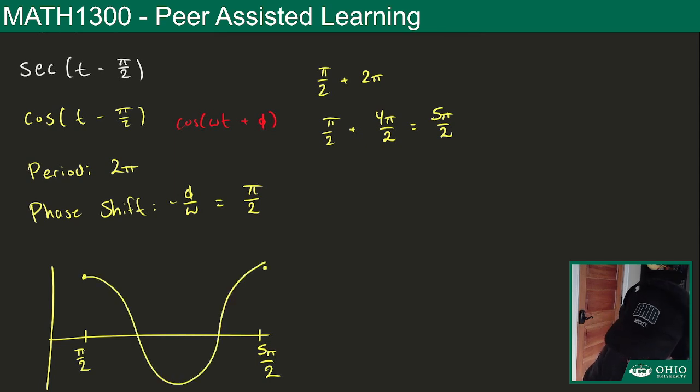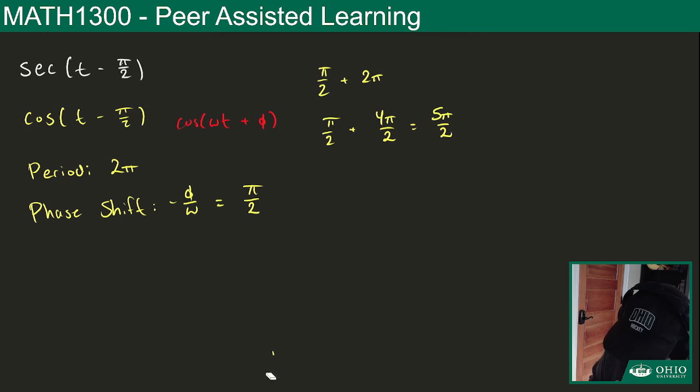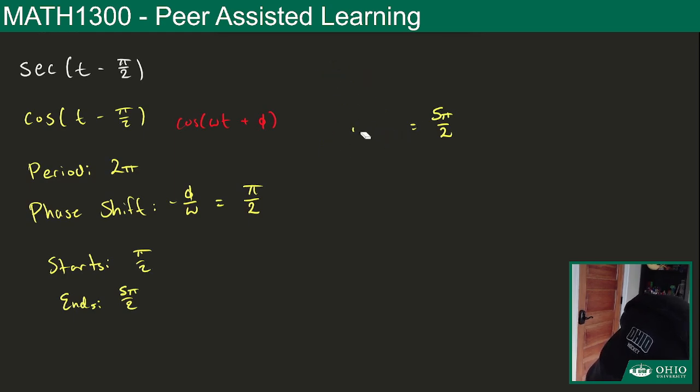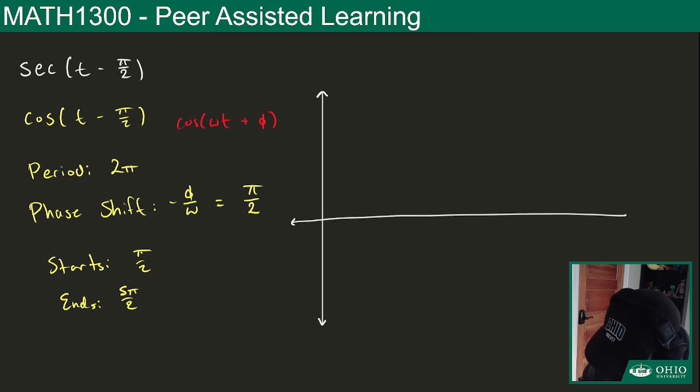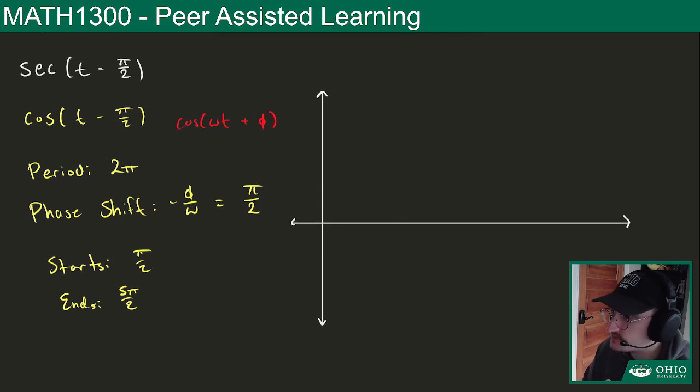Let me erase this for now. Again, I'm going a bit fast on the cosine part because I'm assuming that we already know some of these things. So it starts at pi over 2, it ends at 5 pi over 2. Now I'll graph it in white just so I have nice looking axes. I'll make the axes in white. Hopefully my face cam doesn't block too much of this.